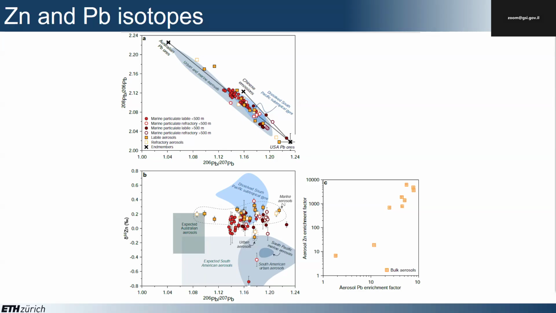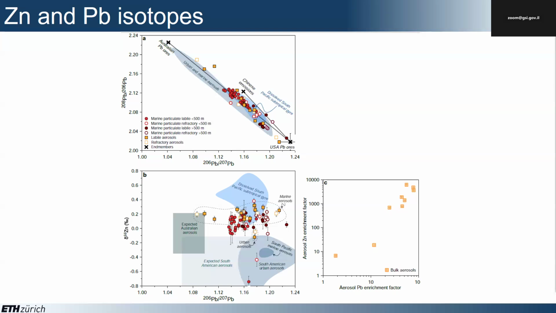What would be the source? Is it coming with the fuel? So we can't really know which process governs this. It's maybe fossil fuels, maybe it's coal burning, but using lead isotopes, we were able to suggest that these aerosols come from either South America or Australia.